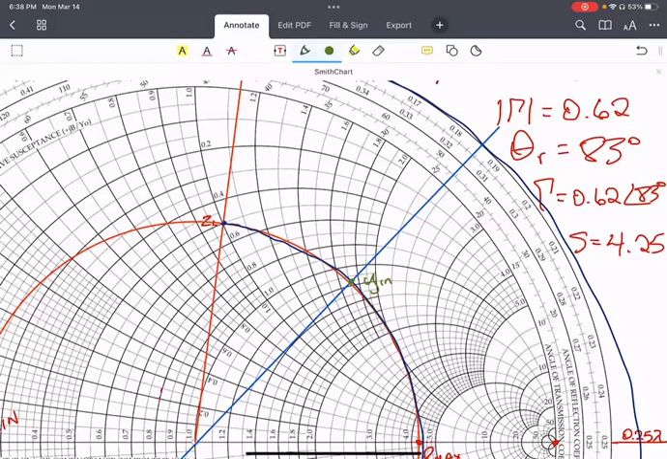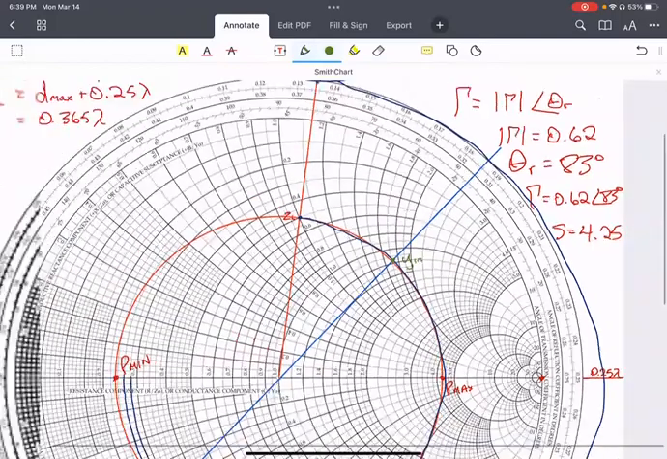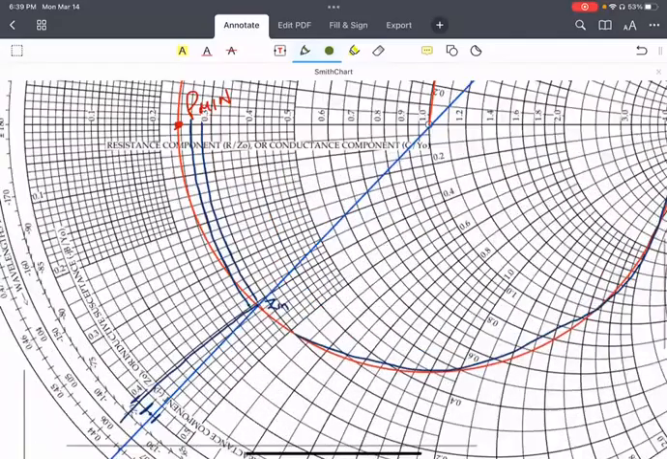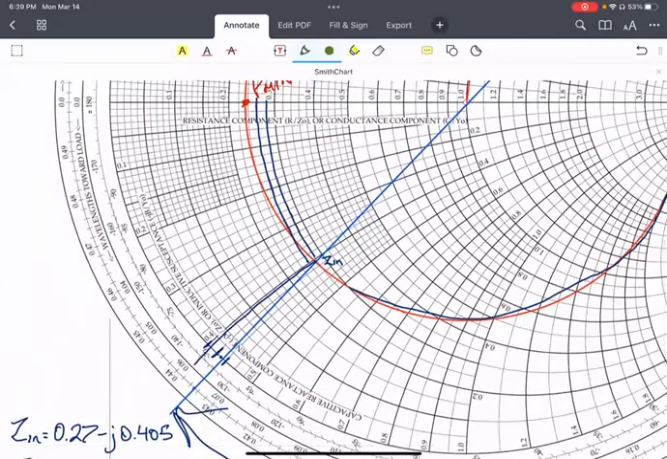The blue one? Oh, so the blue one, we already had this half of it, right? Extended it all the way through. It's got to go through the ZN point, and it has to go through the center of the Smith chart, which I'm slightly off on, I can see. So let me adjust it a little bit.